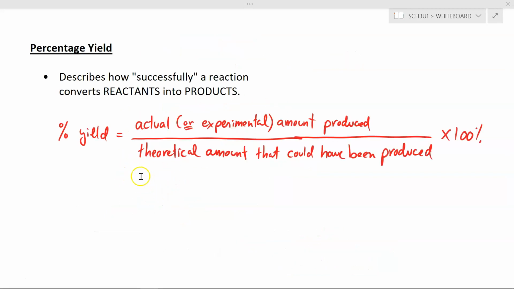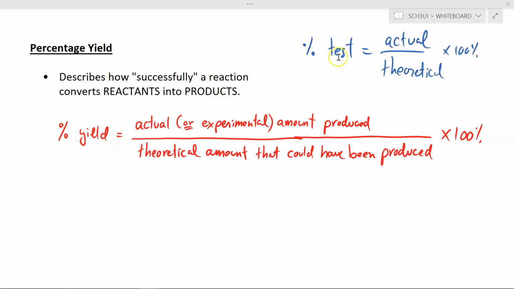All right, so the last topic we want to look at is called percentage yield. This describes how successfully a reaction converts reactants into products. So you would take the actual amount of product that was produced during the experiment, so sometimes they'll call this the experimental amount produced, and then divide it by the theoretical amount that could have been produced if everything went perfectly. Divide these two, multiply by 100%, and you get your percent yield.